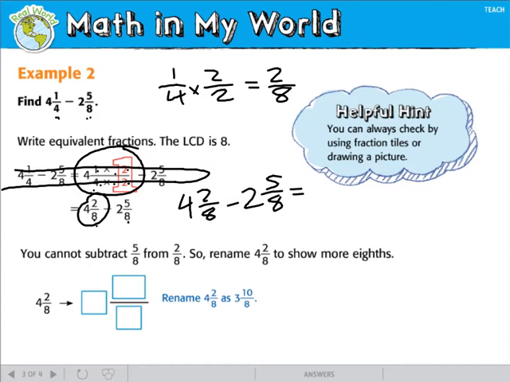That's in front of the 2. This is a 2, right? Yeah. Okay. Can I take 5 away from 2? No, no. So, remember what I said? It's the same thing as borrowing or regrouping. We're going to rename it now.